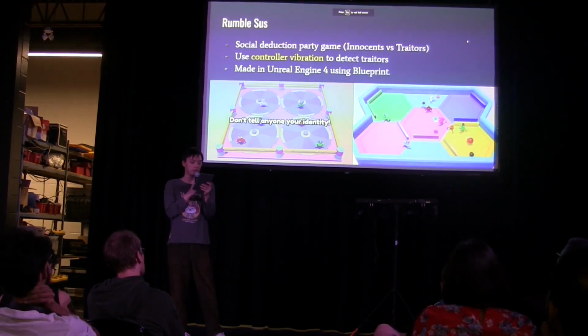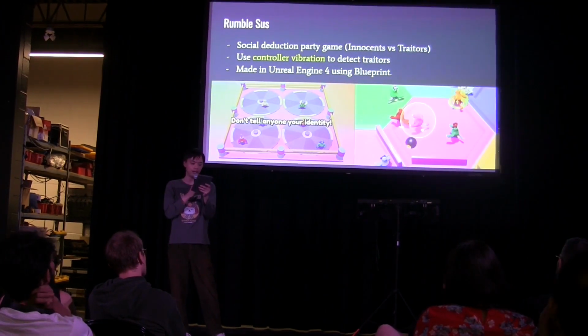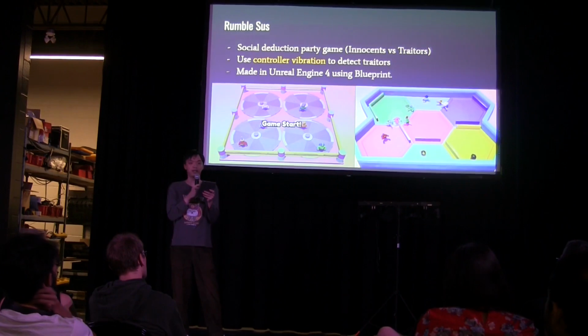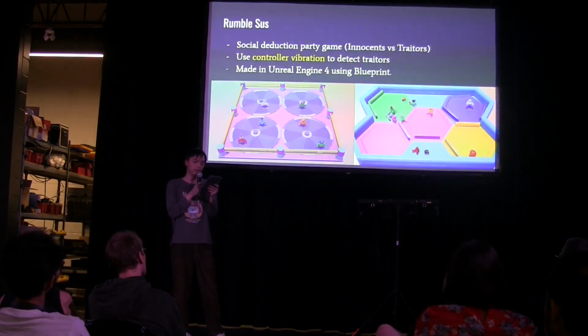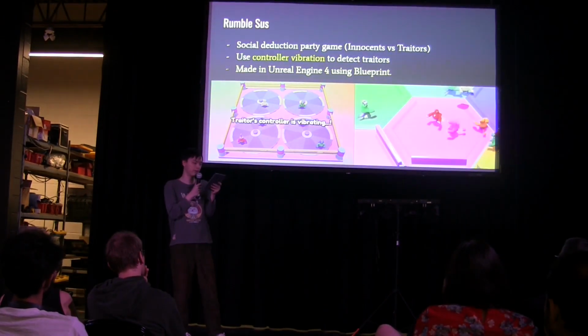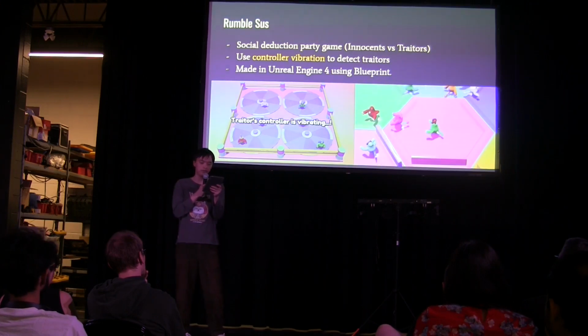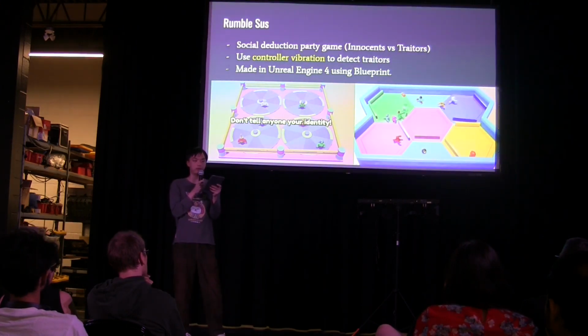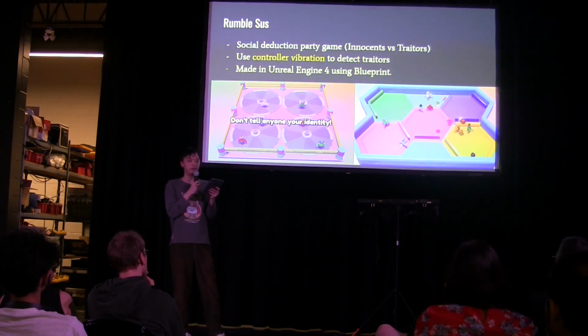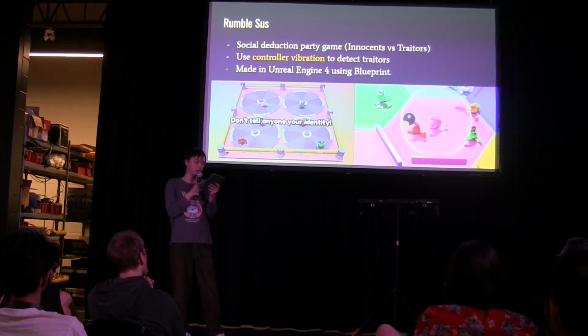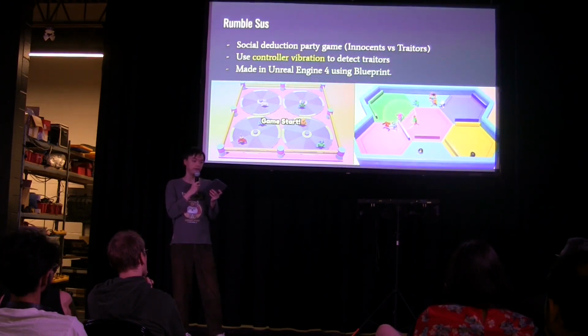So this is my game Rumble-Sus. It's a social deduction party game that innocents fight against the traitors. Before the game starts, the traitor's controller will vibrate, and during the game, innocents need to get the radar to feel the vibration of the controller to detect the traitors and kill them. The game was made in Unreal Engine 4 using Blueprint.